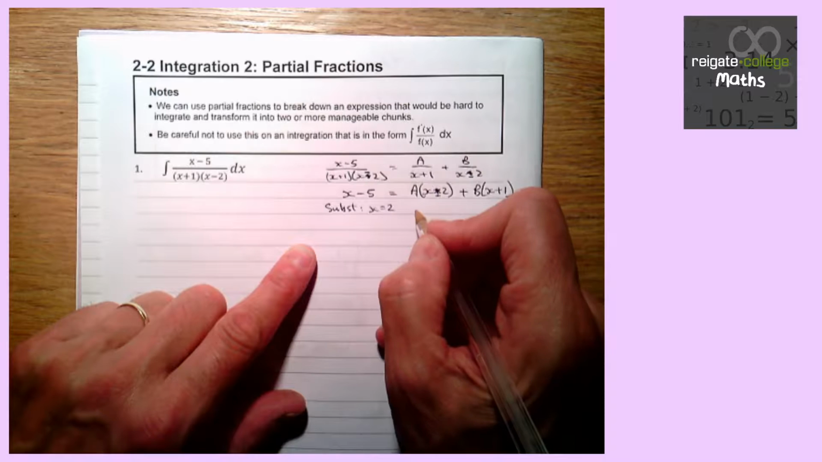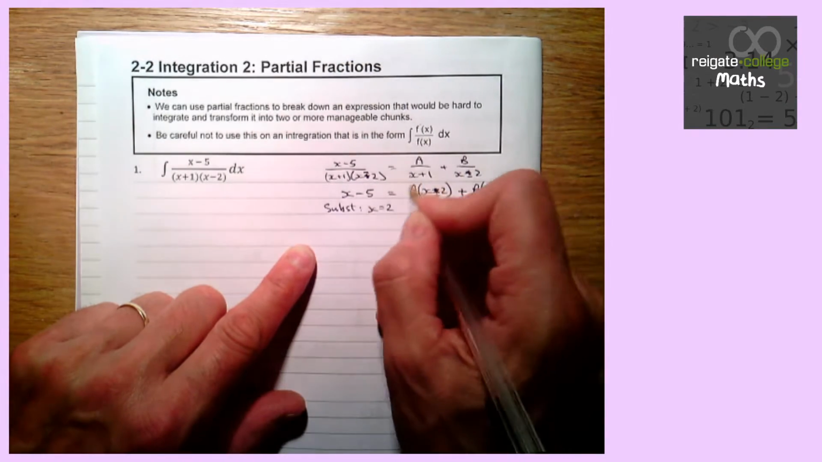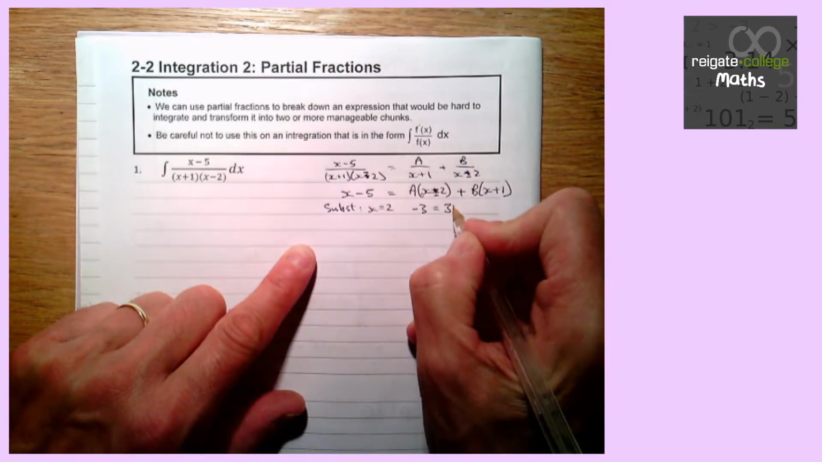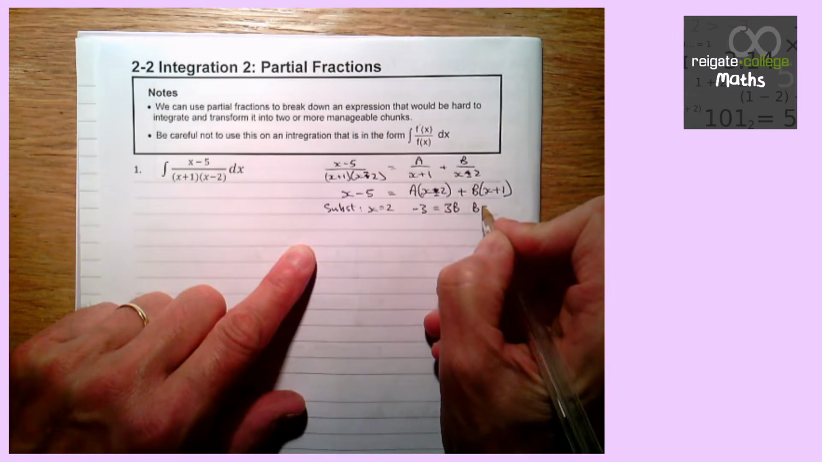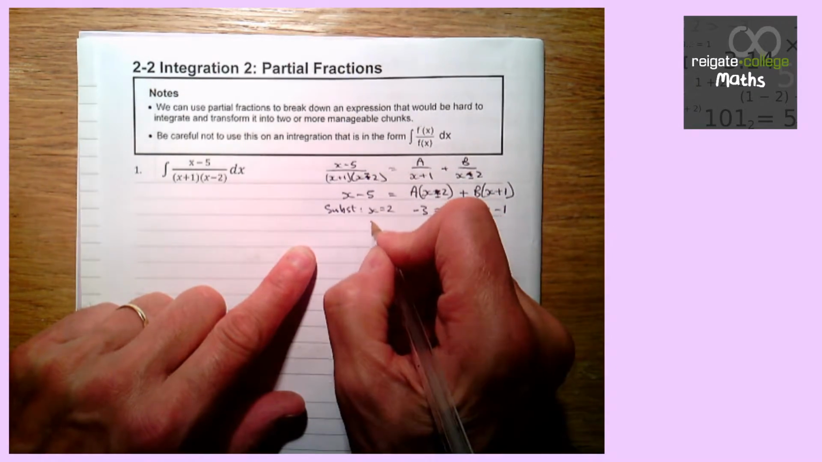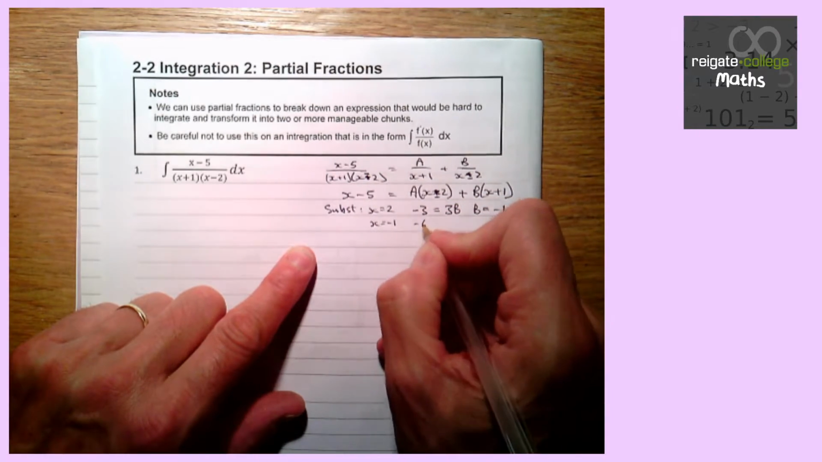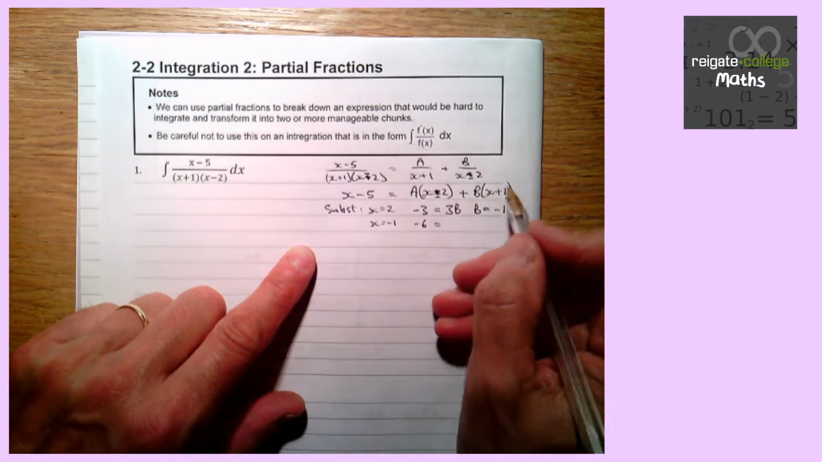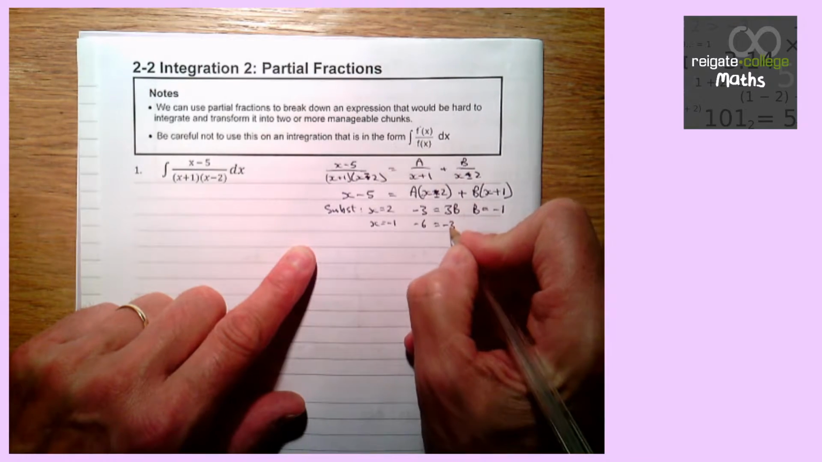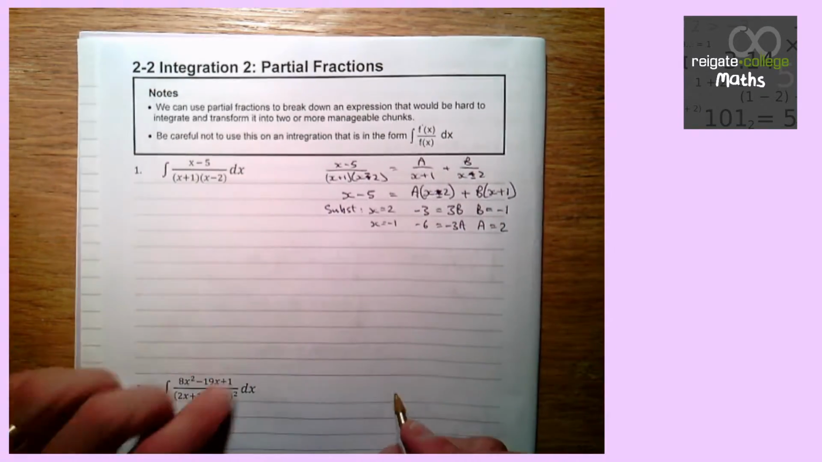On the left hand side I get minus 2 minus 5 is minus 3 is equal to, this is 0, so I get 3b, so b is minus 1. And now I'm going to substitute x is minus 1, so here I get minus 6 is equal to, this is 0, and minus 1 minus 2 is minus 3, so it's minus 3a, so a is equal to 2.